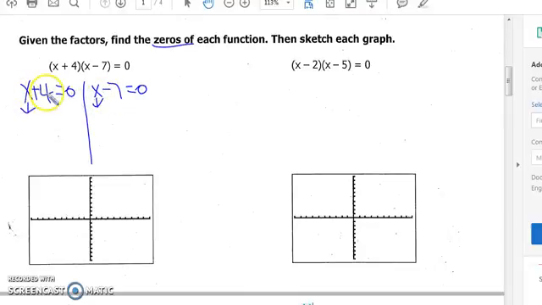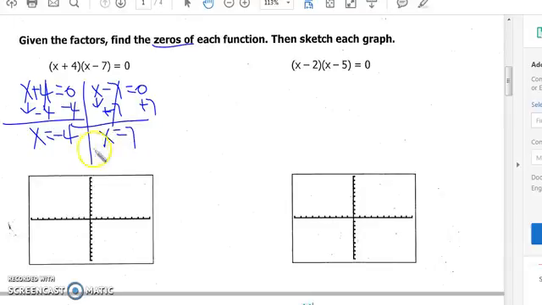What plus 4 equals 0? You subtract 4 on each side, and x equals -4. -4 plus 4 gives you 0. What minus 7 gives you 0? 7, right? You add 7 on each side. X is 7. So these two are the x-intercepts over here.